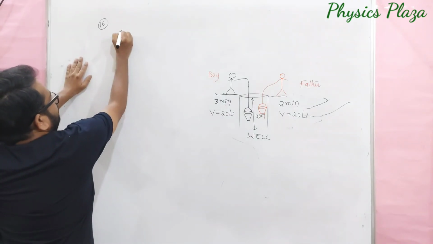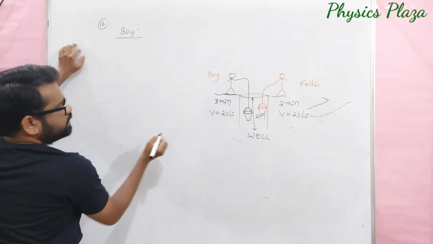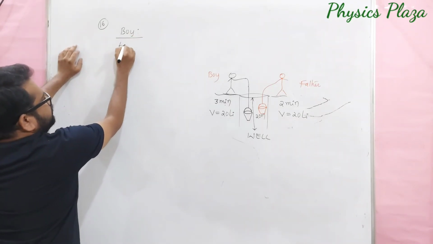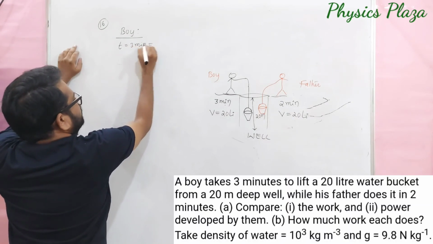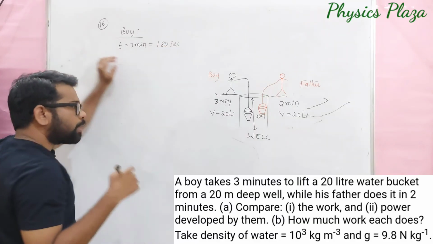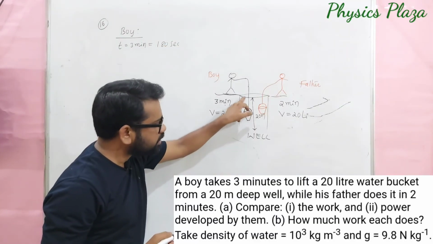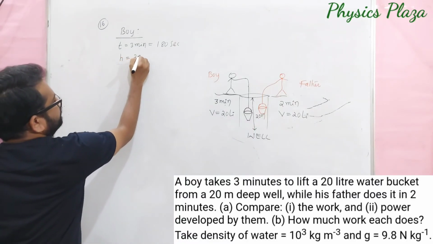For the boy, let us calculate first. Children, if you can see here, time is given as 3 minutes. If you want, we can convert it into seconds: 3 into 60, it will be 180 seconds. But here mass is not given. The depth is given, that is height, so height is equal to 20 meters.